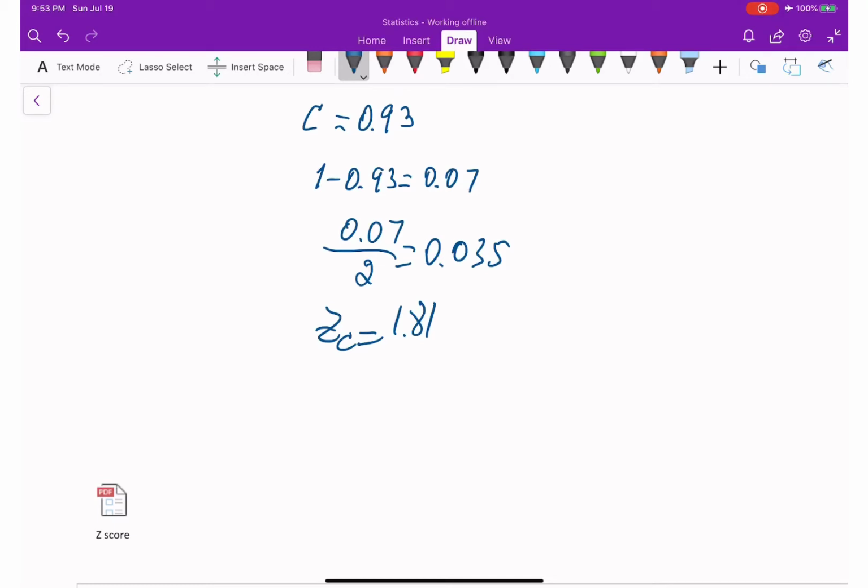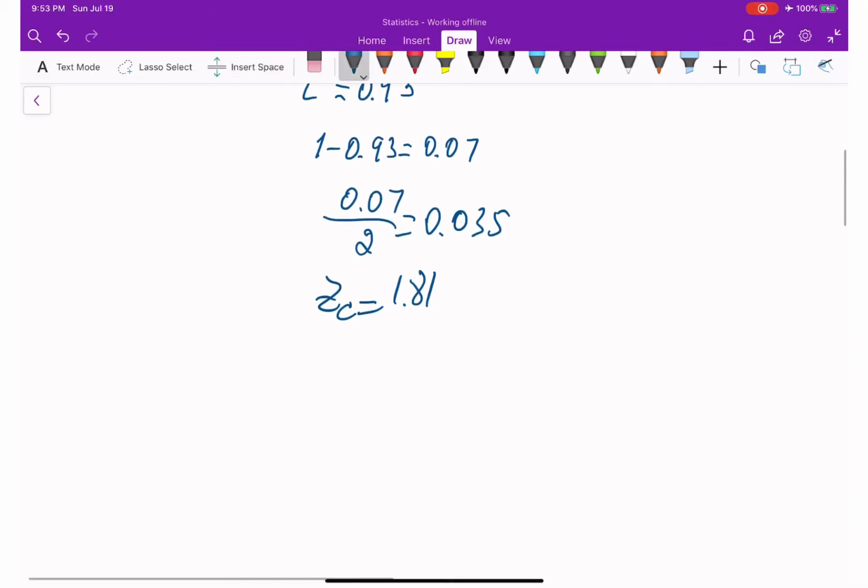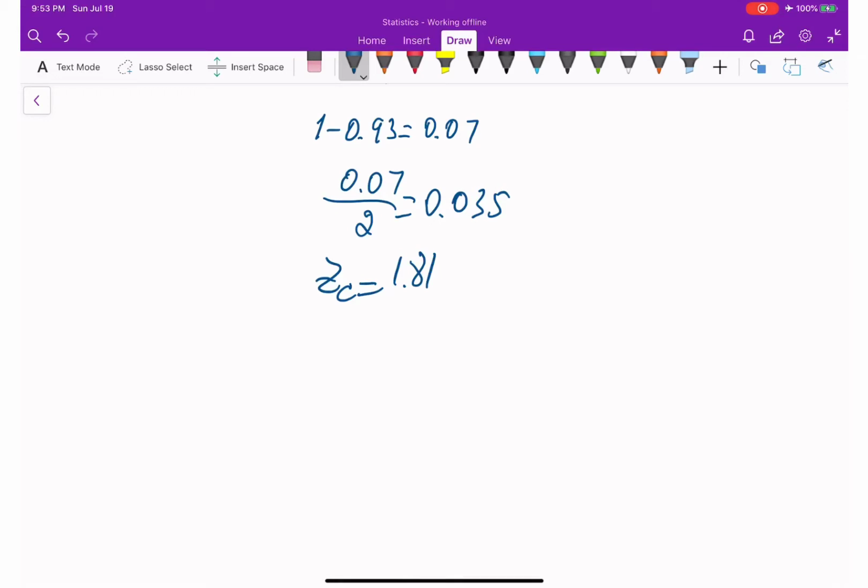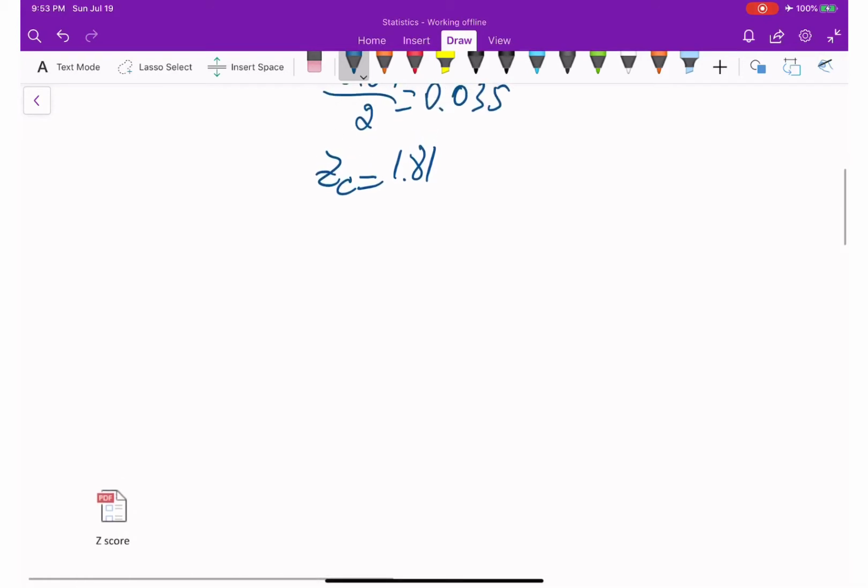Next we are going to do margin of error. What is margin of error? That's the maximum value that error can have. Okay? So what do we have? Find the margin of error for the given values of C, sigma and n. Okay, this is what we are given.